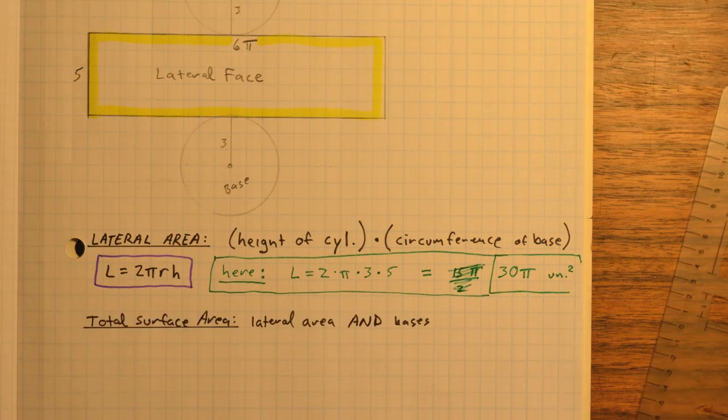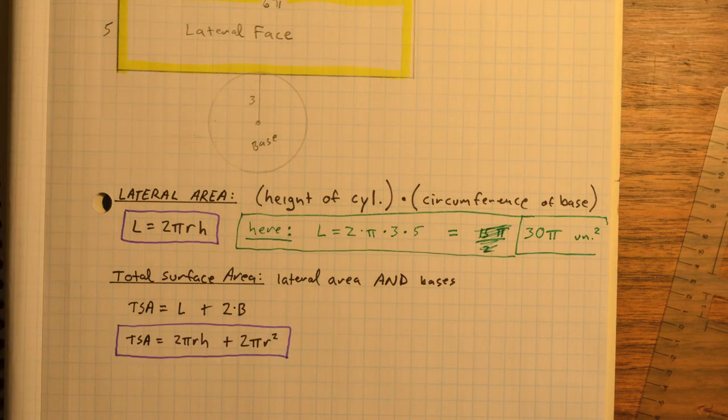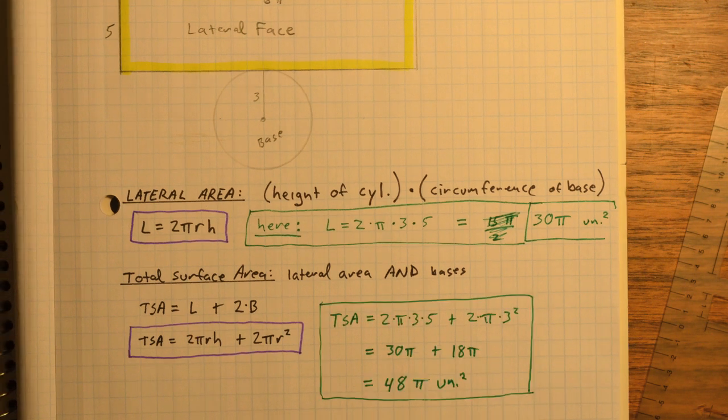And then the total surface area is the lateral area included with the bases. So here we have L plus 2B, or more succinctly, 2πrh plus 2πr squared. So total surface area is lateral area plus 2 circles. And so total surface area here would add up to be 48π square units.